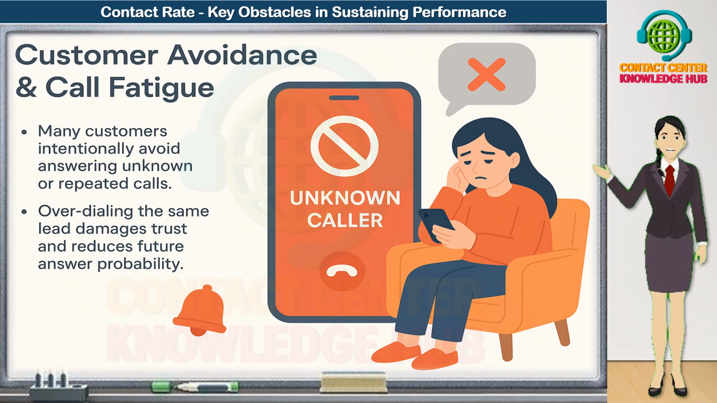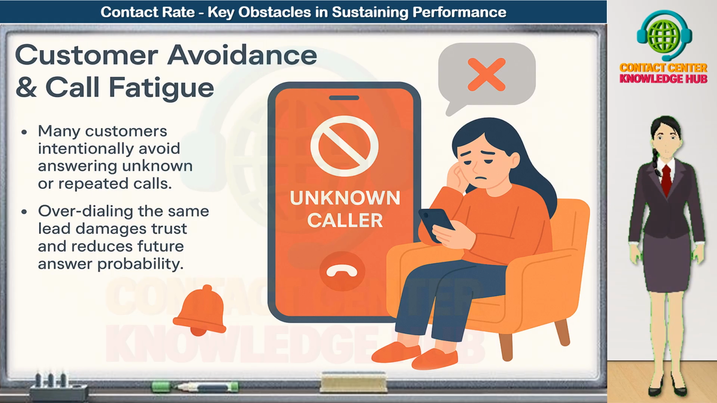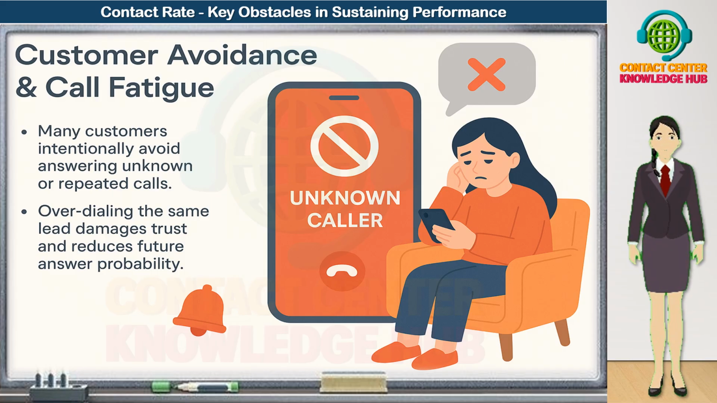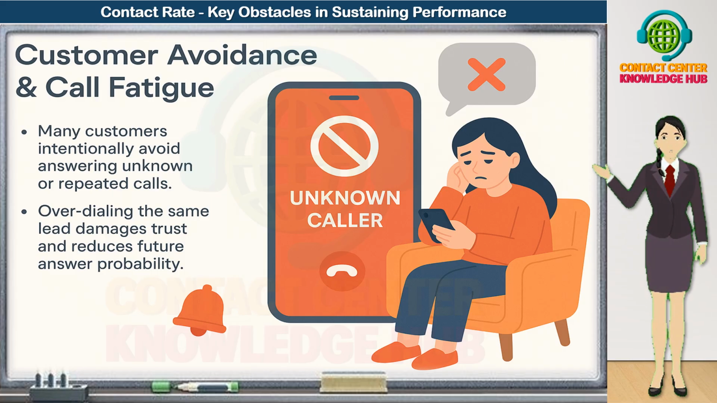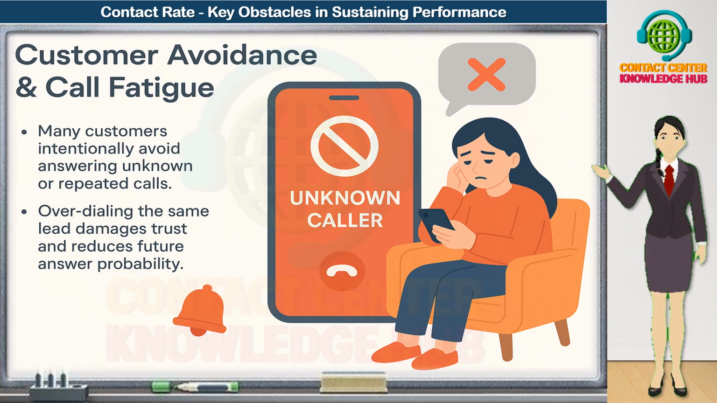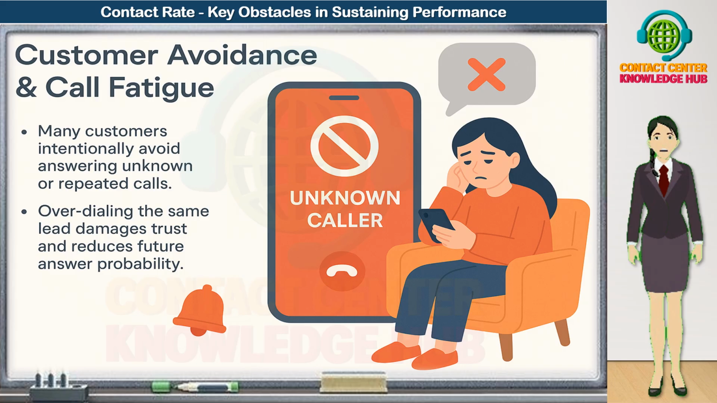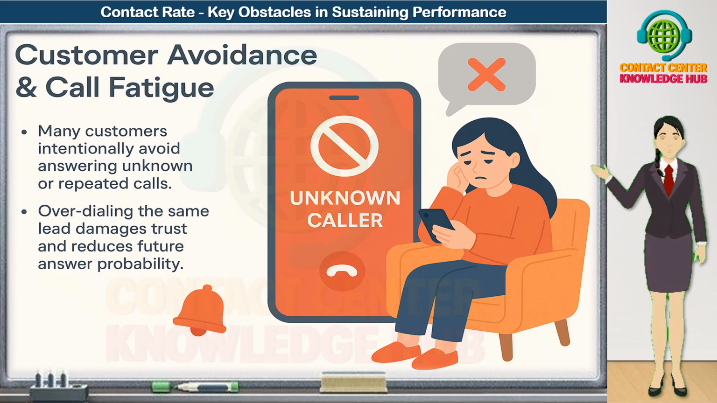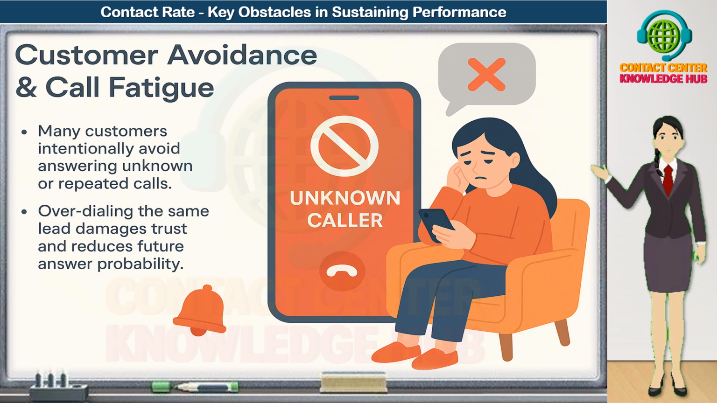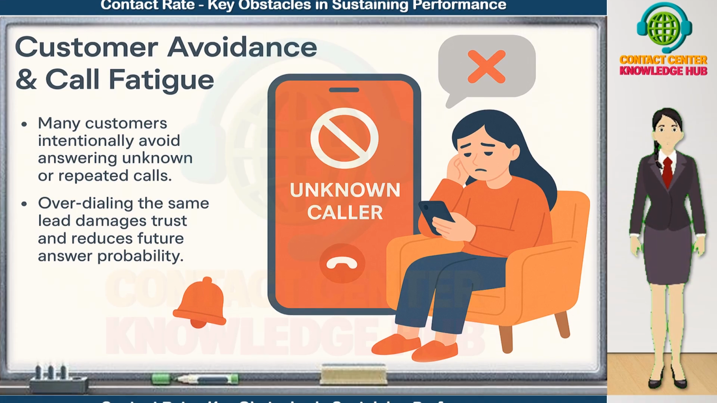Not only does this reduce the likelihood of them answering future calls, but it can also damage brand trust, leading them to block or report your number. The key is to balance persistence with respect. Use smart pacing, channel variety, and clear communication to maintain engagement without overwhelming the customer. Impact: overdialing erodes trust and reduces future answer probability, while controlled, customer-aware outreach keeps your contact rate healthy and sustainable.